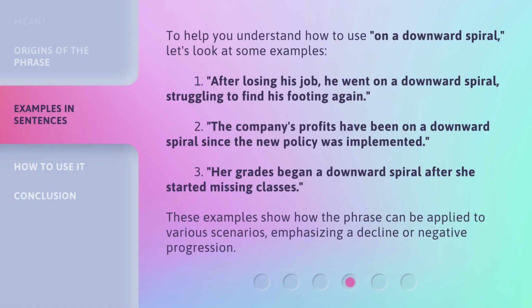To help you understand how to use, on a downward spiral, let's look at some examples. 1. After losing his job, he went on a downward spiral, struggling to find his footing again. 2. The company's profits have been on a downward spiral since the new policy was implemented. 3. Her grades began a downward spiral after she started missing classes. These examples show how the phrase can be applied to various scenarios, emphasizing a decline or negative progression.